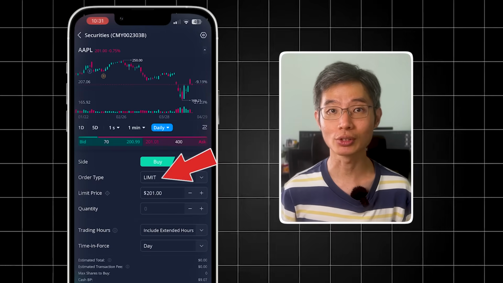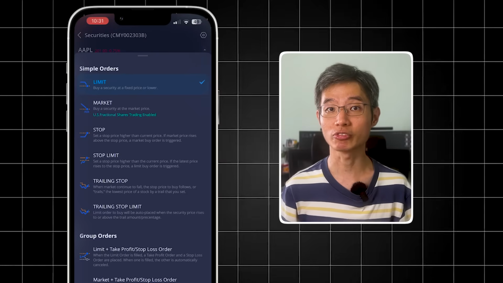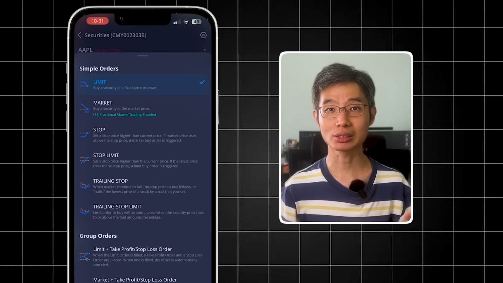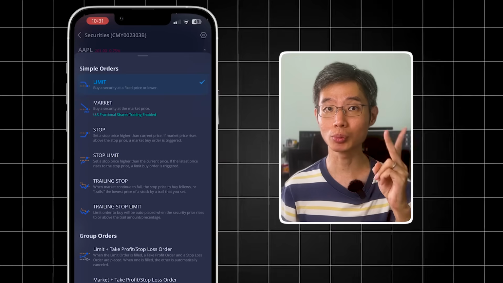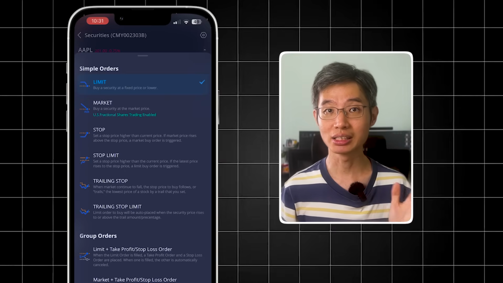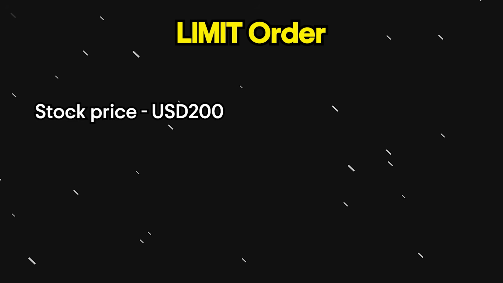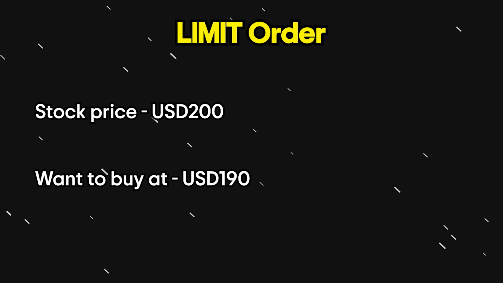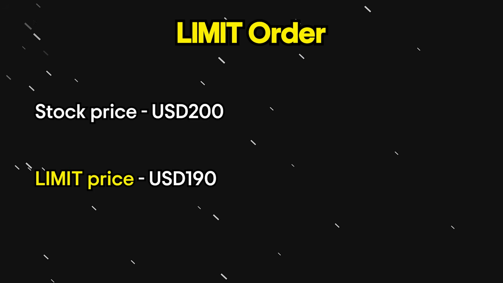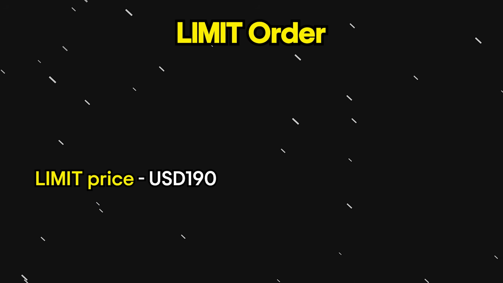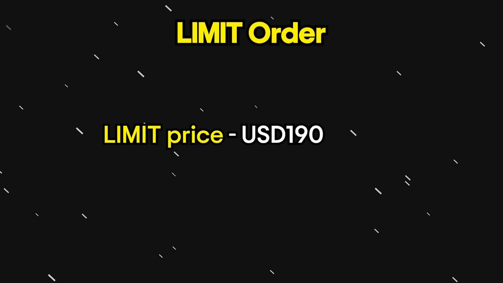Next, if you tap on order type, you will see a whole bunch of order types for you to choose from. But don't worry, if you are just a normal investor, you only need to know the two most common order types, which are the limit order and market order. Limit order lets you set what price you want to buy the stock at. For example, if the stock is at 200 US dollars now, but I want to buy the stock at 190 US dollars, I can set the limit price to 190 US dollars. And if the stock drops to that level, I will be able to buy the stock at 190 US dollars.